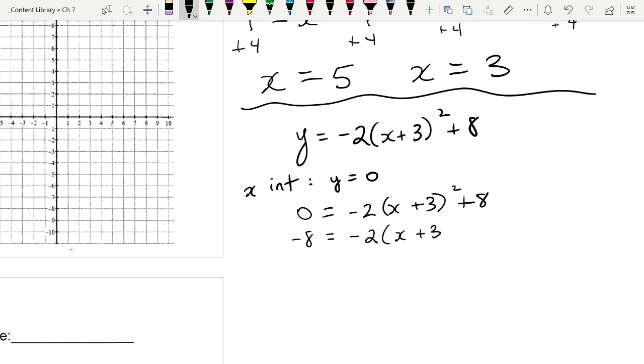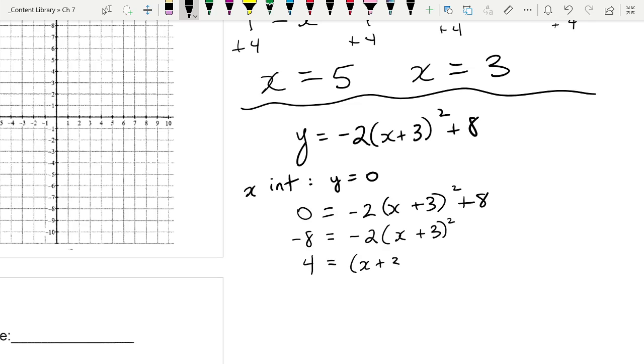Okay, what happens to x first? Getting squared or getting times by -2? The square happens first, so I undo it last. I have to undo the -2 first. What happens when you divide -8 by -2? First of all, do you know why I'm dividing? Because that's the opposite of multiplying. So what's -8 divided by -2? 4.